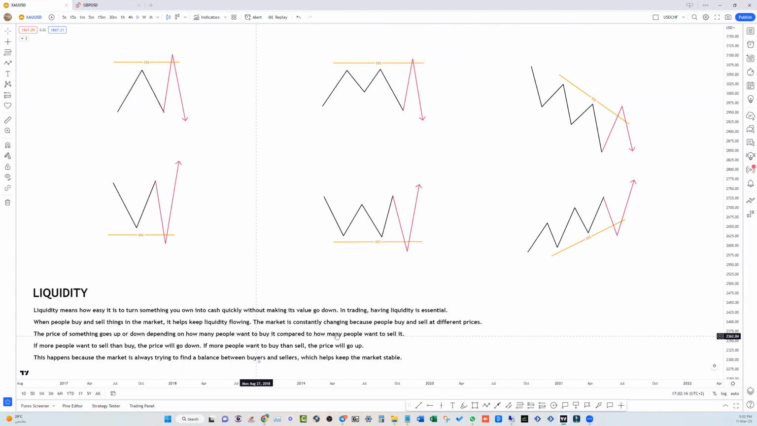The market is constantly changing because people buy and sell at different prices. The price of something goes up or goes down depending on how many people want to buy it compared to how many people want to sell it. If more people want to sell than buy, the price will go down. If more people want to buy than sell, the price will go up. This happens because the market is always trying to find a balance between buyer and seller, which keeps the market stable. So I'm sure many of you have noticed this pattern, okay?